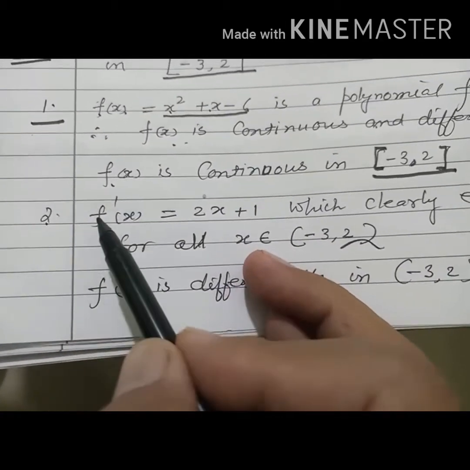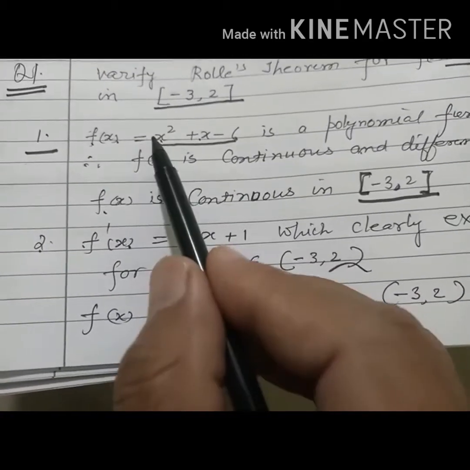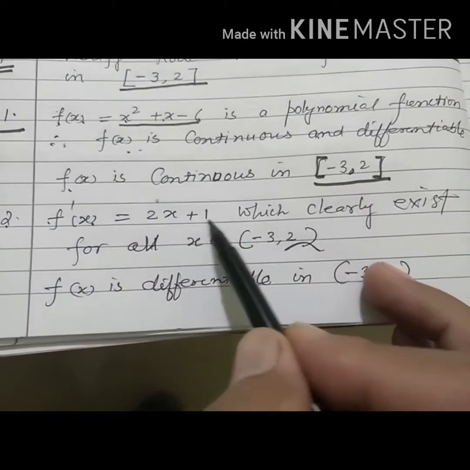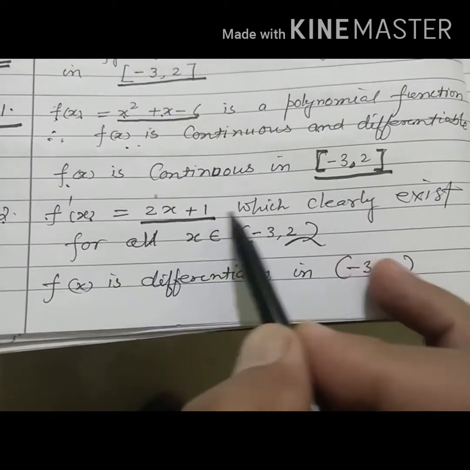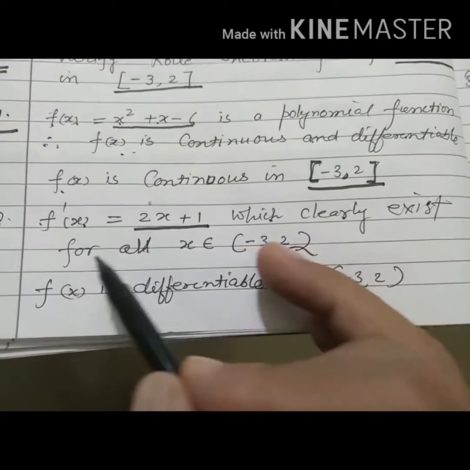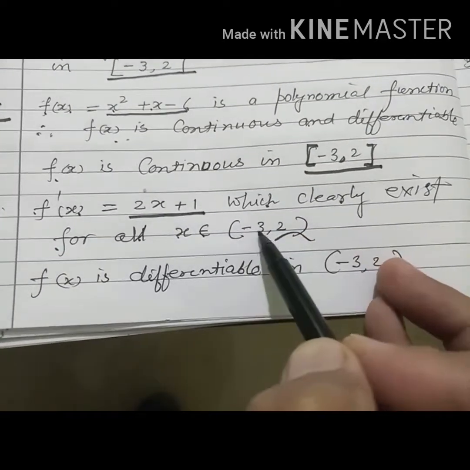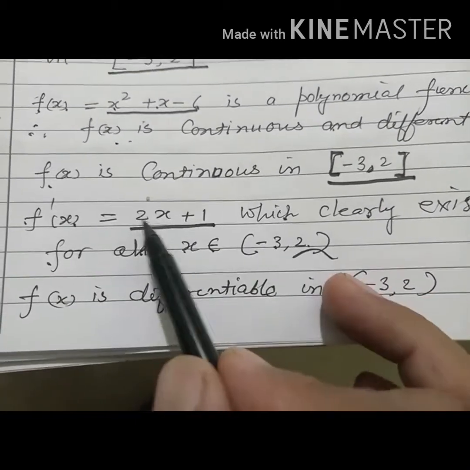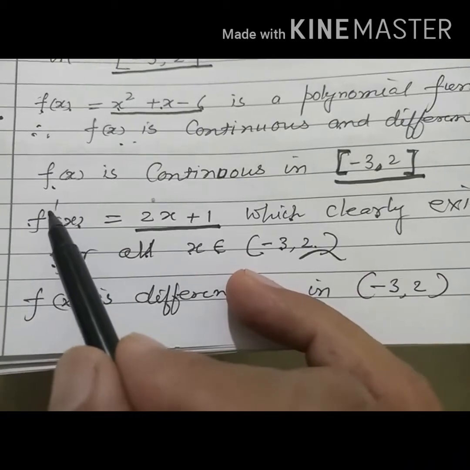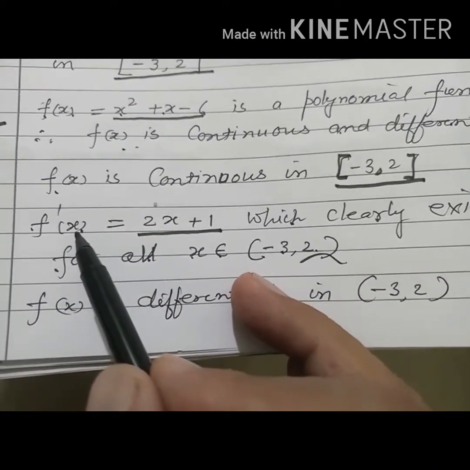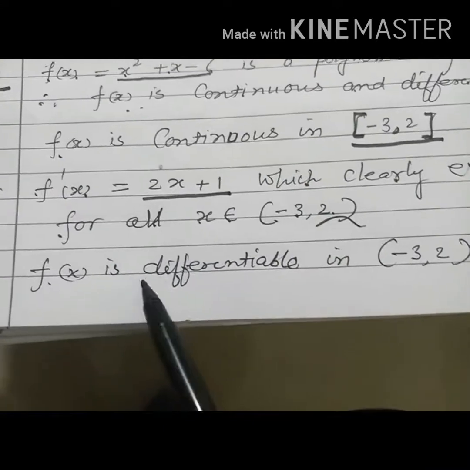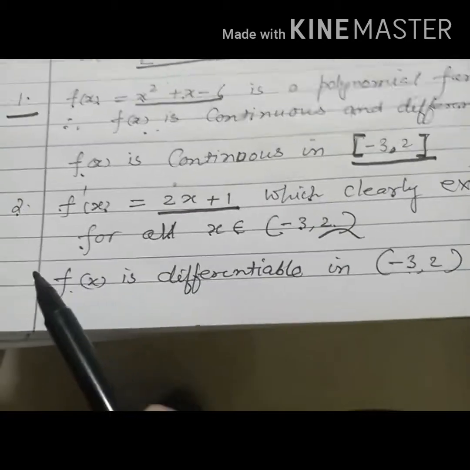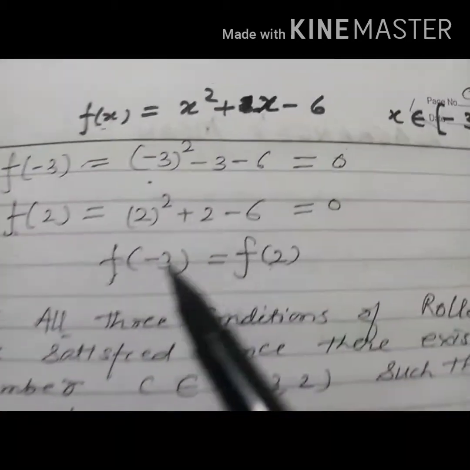Next, for differentiability you find f dash x. What is the derivative of this? It is 2x plus 1. This particular derivative which we have found clearly exists for all x belonging to the open interval minus 3 to 2, meaning if we place any value in this open interval, we will get a definite value of the derivative. So the function f(x) is differentiable in the open interval minus 3 to 2. Now look for the third condition. What is the third condition here?